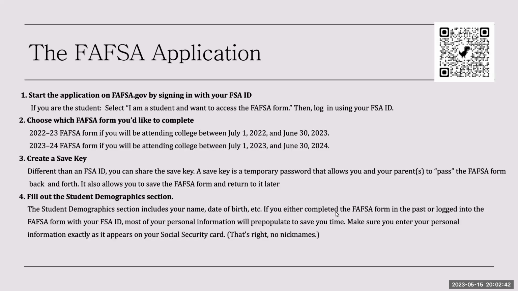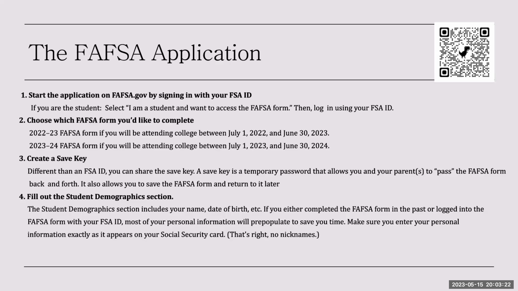All right, so let's talk about the FAFSA application and what that looks like and how to submit that application. You're going to start the application by going on to FAFSA.gov and signing in with your FSA ID. So you should have your FSA ID before you try to complete the application. That's the only way you'll be able to access the application. Once you're logged in, you'll have to choose which application you'd like to complete. If you're going to be here this summer, you should be completing the 2022-2023 FAFSA form, which is available to students that will be attending school starting fall 2022 through summer 2023.